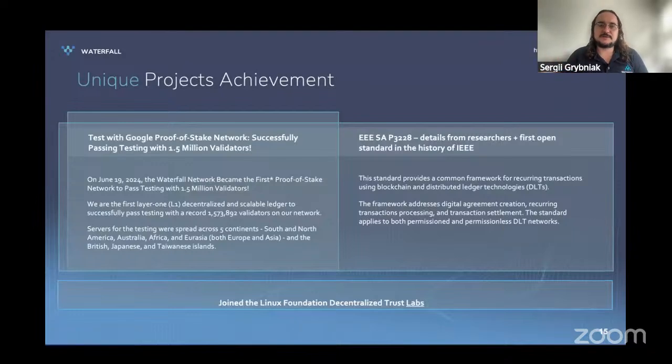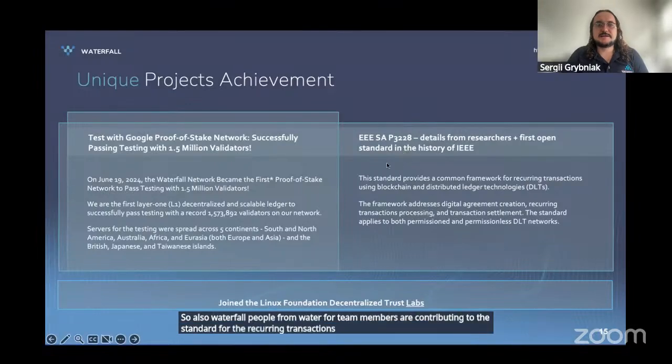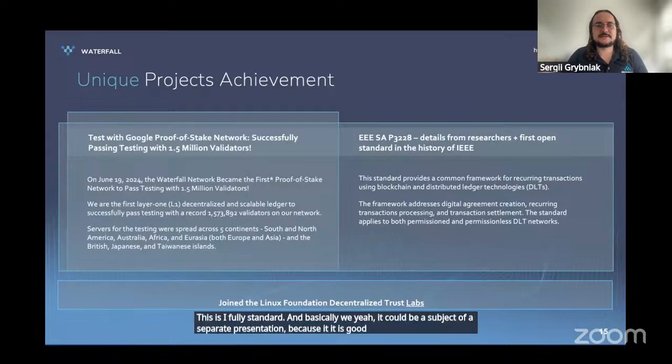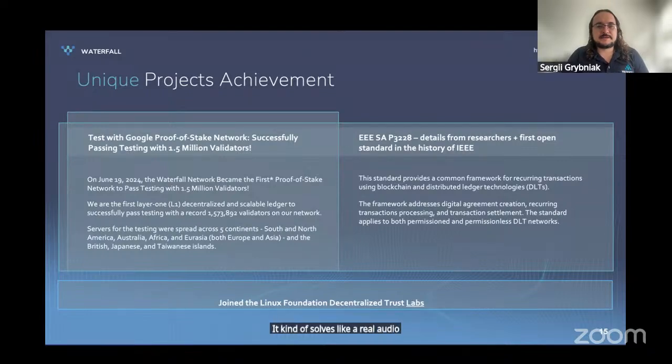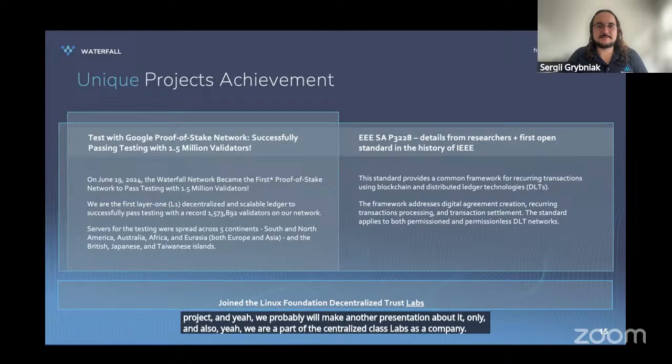People from the Waterfall team are contributing to this standard for recurring transactions. This is an IEEE standard, and it could be a subject of a separate presentation, because it solves a real problem. Well, I could talk too much about it. I am super excited about this project, and we will probably make another presentation about it alone. And also, we are a part of Decentralized Trust Labs, as Kamlesh said at the beginning.